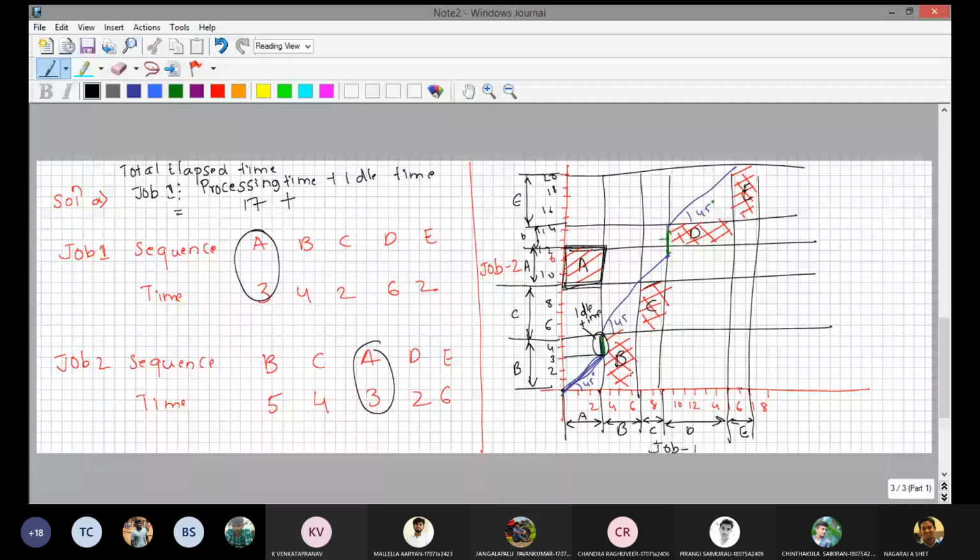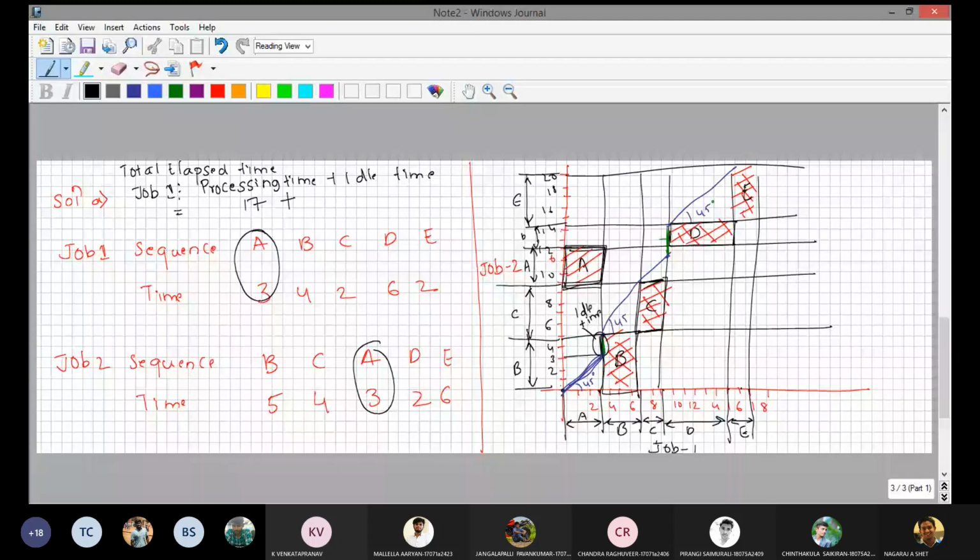And what is machine C going to take? Machine C is going to take 2 hours for job 1, only 2 hours. And job 2 is going to take how much? 4 hours. Yes, and machine D is going to take 6 hours for job 1, but job 2 is going to take only 2 hours. You can observe here.